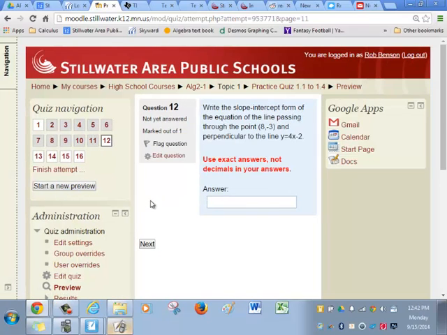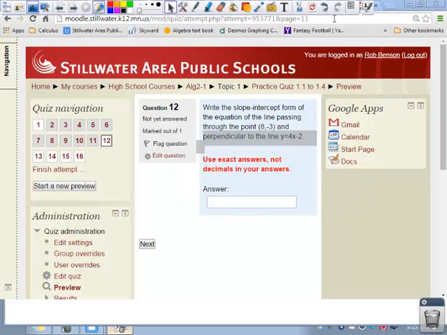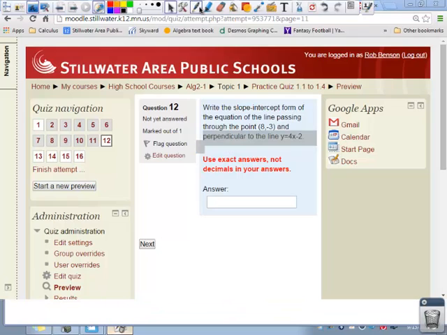Okay. We want to write the slope-intercept form of the equation of the line passing through a certain point and perpendicular to a given line. Holy cow, perpendicular. So we've got to do a couple more things here, but we've got this. This is nothing. Okay, so let's start.